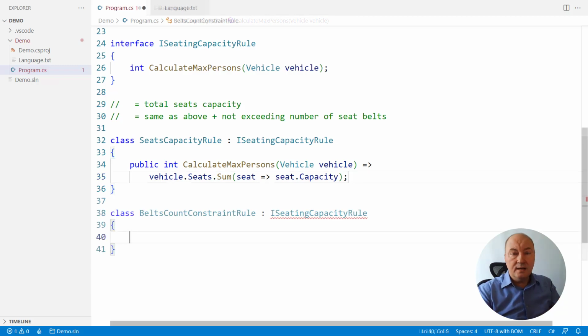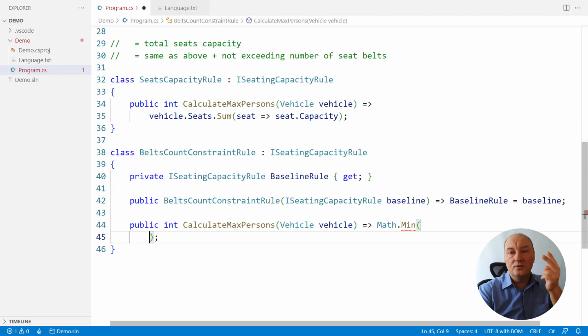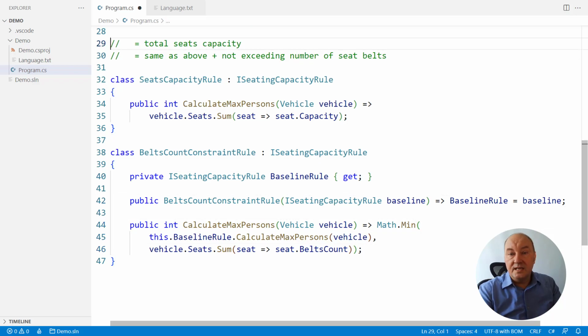belts. To calculate the maximum number of persons by the number of seat belts means to take the smaller of the two counts. One count is whatever the baseline rule says, and the other count is the sum of counts of seat belts installed on the seats. That is how it works. That is what the domain expert explained to us.